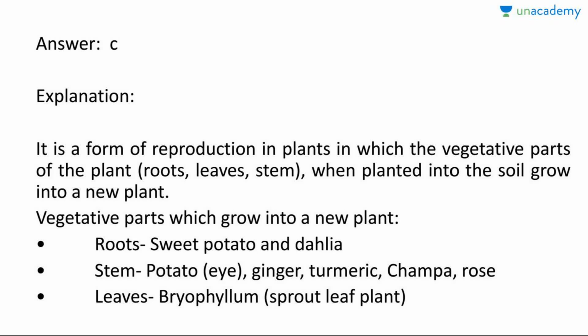So it is a form of reproduction in plants in which the vegetative parts of the plants like roots, leaves, stem, when they are planted into the soil they grow into a new plant. Vegetative parts which grow into a new plant: roots in case of sweet potato and dahlia; stem in case of potato, also ginger, turmeric, champa, rose; and leaves in case of bryophyllum. Okay, so you can see a leaf coming out of a leaf.